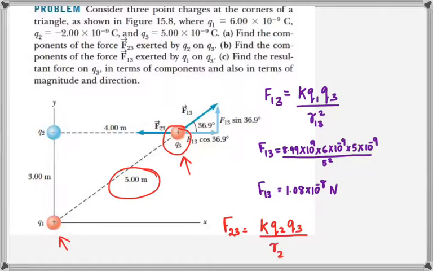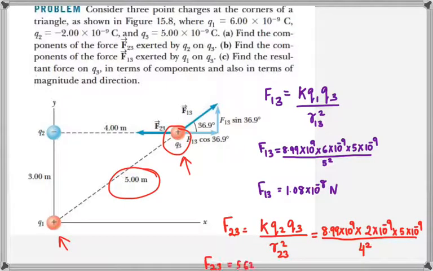Then we find F23 the same way. We will apply Coulomb's law. This time it will be Q2 and Q3 and R23. We substitute the values. We look at the distance between 2 and 3, R23. The distance between 2 and 3 is 4. We substitute that and we get the answer for F23.